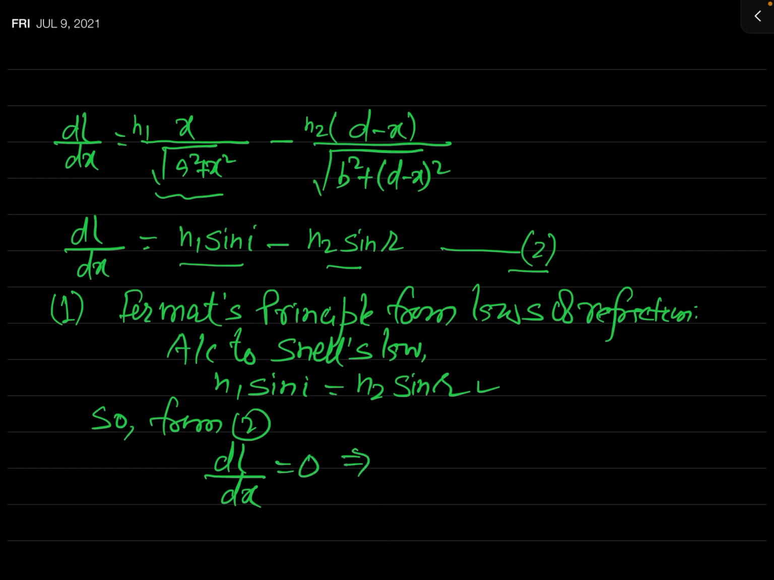And if dL/dx is 0, then you can see this L will be what? This L will be extremum. And L is extremum. This is actually Fermat's principle. Because, according to Fermat's principle, when a light ray travels from a fixed point to another fixed point, then the actual path traversed by the light is extremum. It means this is either maximum or minimum.